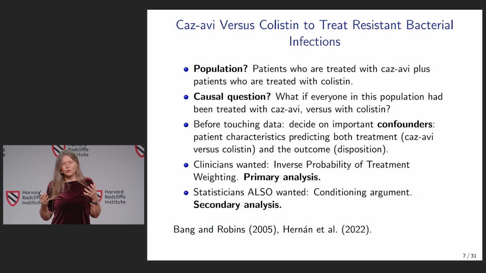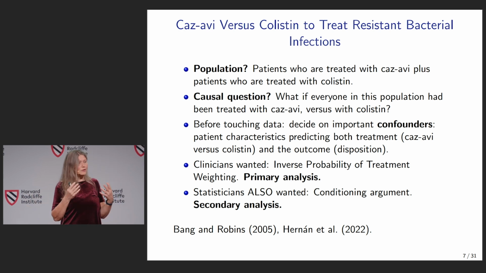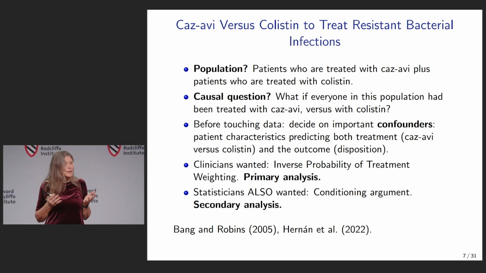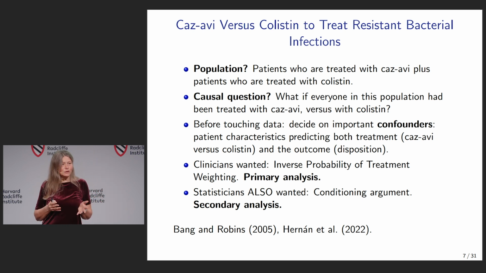So in this case, we talked about what is the population of interest that we want to compare under Casavi versus colistin. So in collaboration with the clinicians, we decided to have the population be everyone in these clinics that are participating who is treated for these highly resistant bacterial infections with either Casavi or colistin. So that will be our population of interest. This is the first step in what Jamie Robbins and Miguel Hernan have been proposing here at the Harvard School of Public Health as emulating a clinical trial.